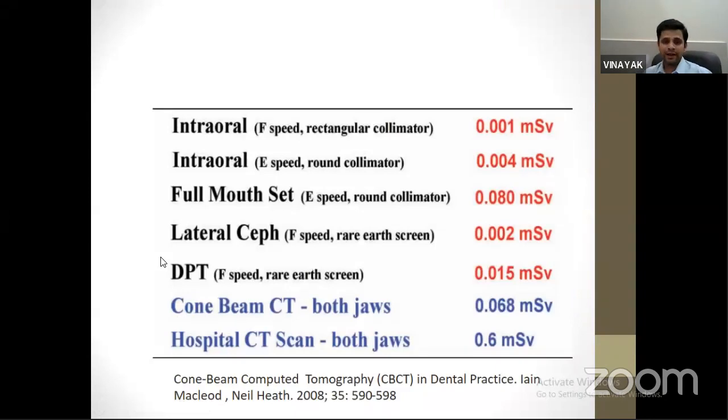So we have seen the advantages of CBCT over two-dimensional radiograph. Now, what is the disadvantage? The major disadvantage is the dose.